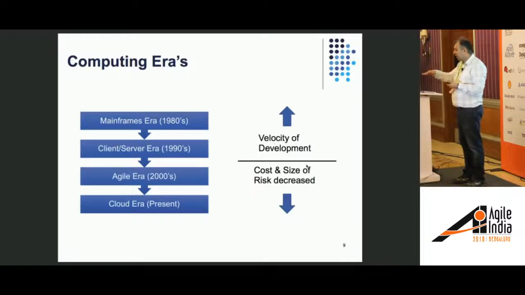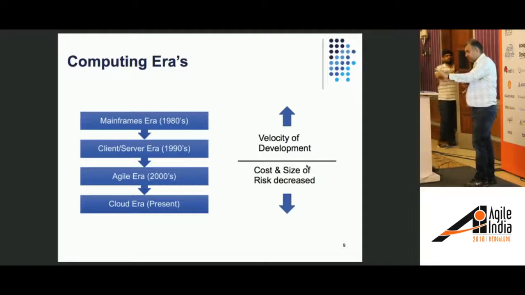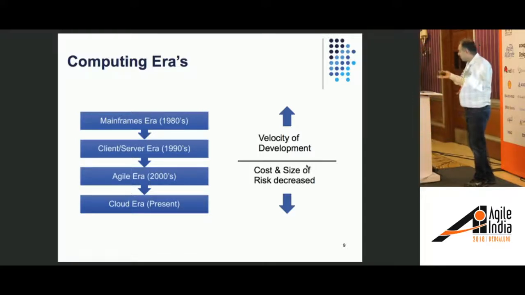And you had 2-tier architecture, 3-tier architecture, and so on, and then you moved into agile. And finally, the cloud. When you look at this transformation, there are two factors that are actually happening. One is you're increasing the velocity of your development, right? You're moving faster and faster. It's what agile is all about. It's what this conference is all about. At the same time, you're decreasing the cost and the size of the risk.